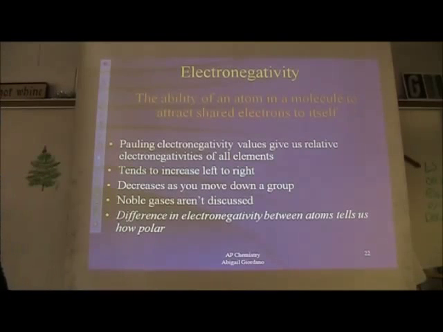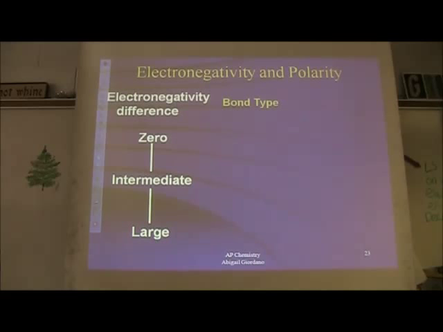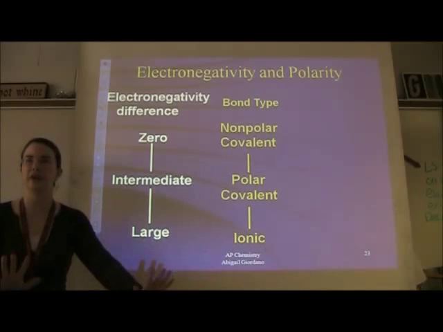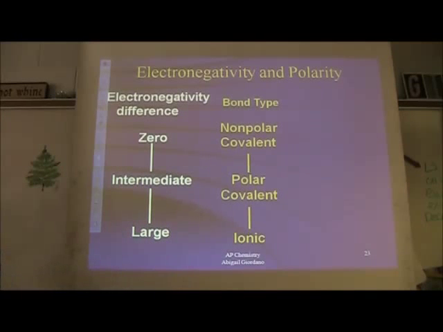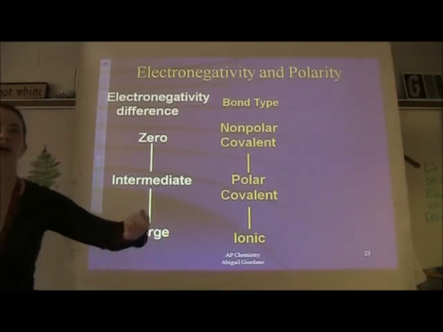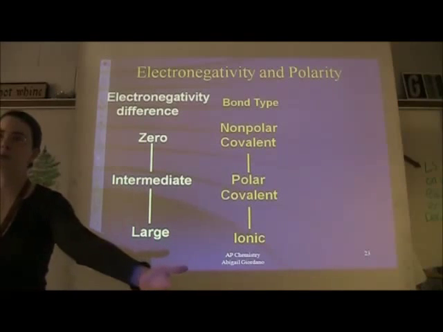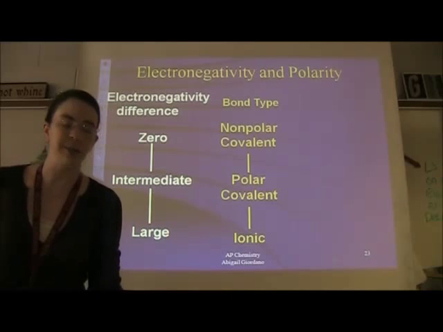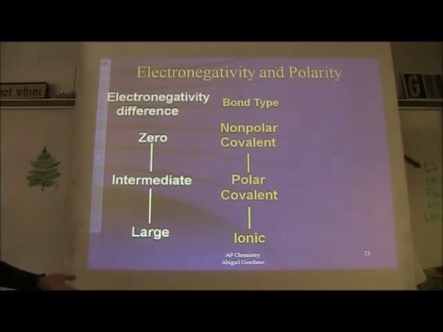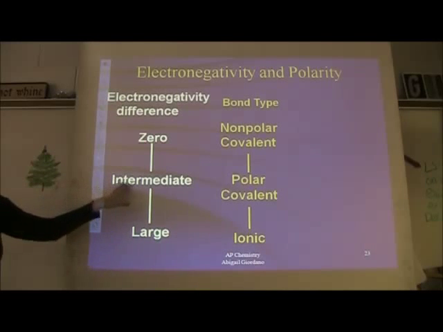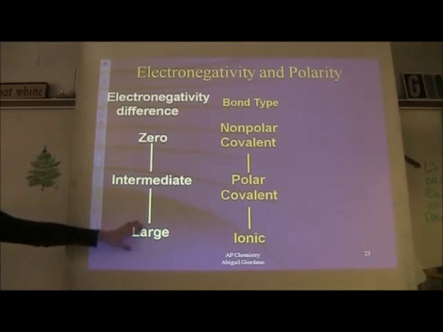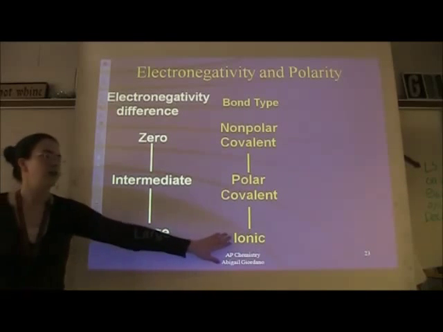Now, here's the thing. I want you to hold your questions, because I can guarantee I know some of the questions you're going to have. So just hold that thought. I'm going to answer it for you. Here's the gist. If the difference between these electronegativity values is zero, that's a nonpolar covalent bond. You're never going to have, by the way, two metals joined together, like magnesium and magnesium. Metals just don't do that. If the difference between those two numbers is intermediate, that's considered polar covalent. If the difference is very large, then it's ionic.